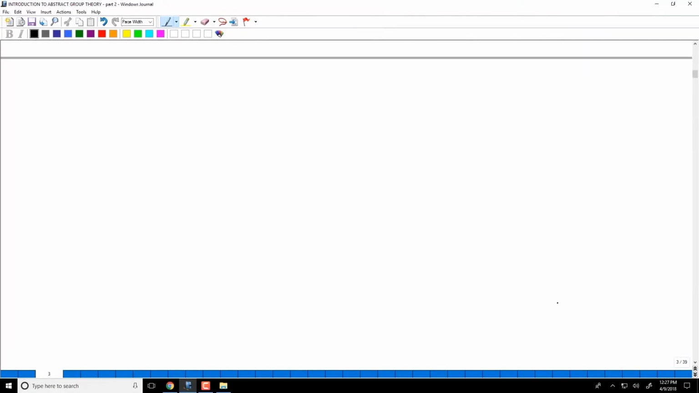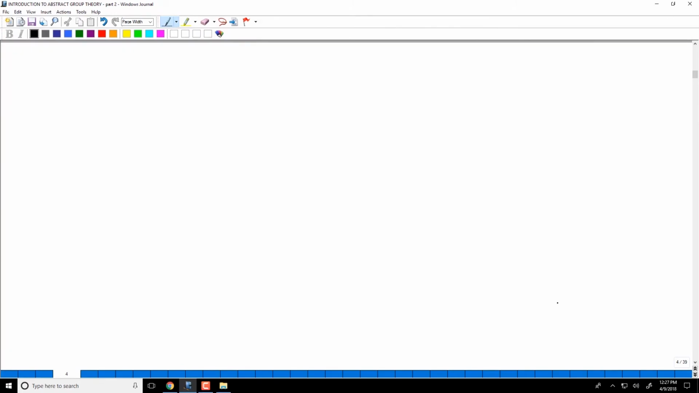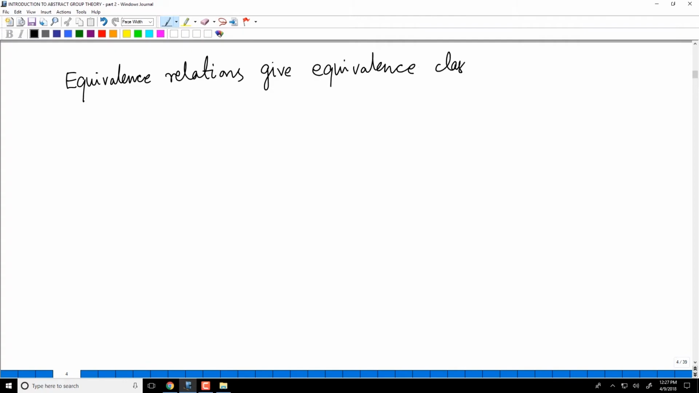So now some important properties of equivalence relations. Equivalence relations give equivalence classes. So what do I mean? Let's say S is an arbitrary set. I am going back to the general setting of a set and an equivalence relation on that set.